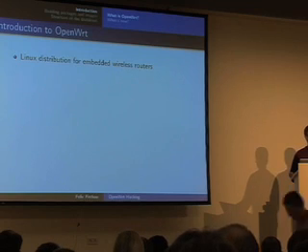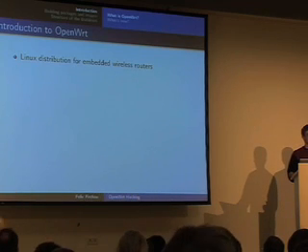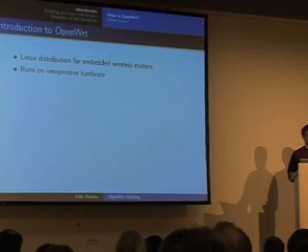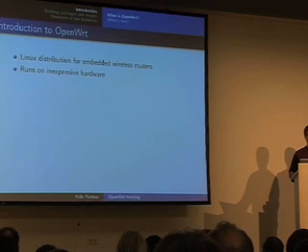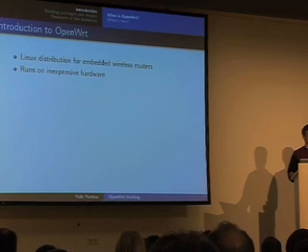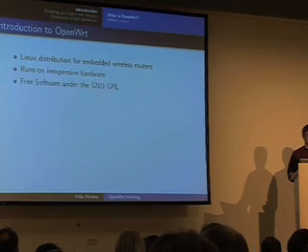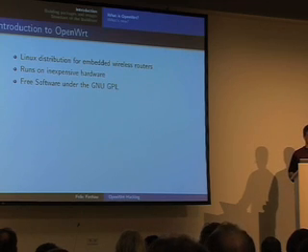Let's start with what OpenWrt is. It is a Linux distribution for embedded wireless routers, and it is designed to run on inexpensive hardware. So it can live with the space and RAM constraints of the average wireless router that you can buy on the market today. And of course, it is free software under the terms of the GNU General Public License.